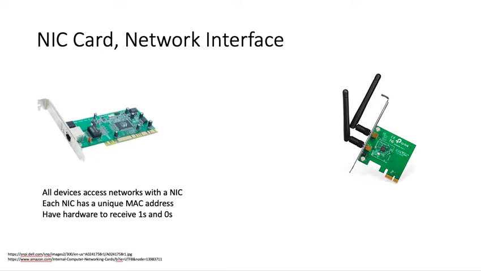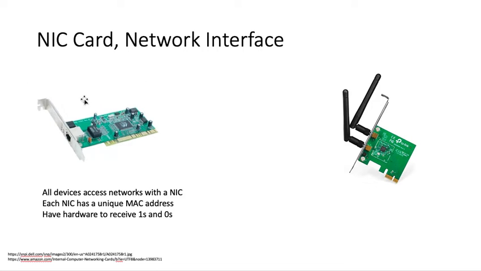So starting off with a network interface card. A network interface card is something that can read 1s and 0s from the physical medium that it is attached to. So that could be a copper cable, or it could be a wireless signal. Something to know about these is that every single one of these devices has a unique MAC address associated with it, media access control address. These are assigned by the vendors.